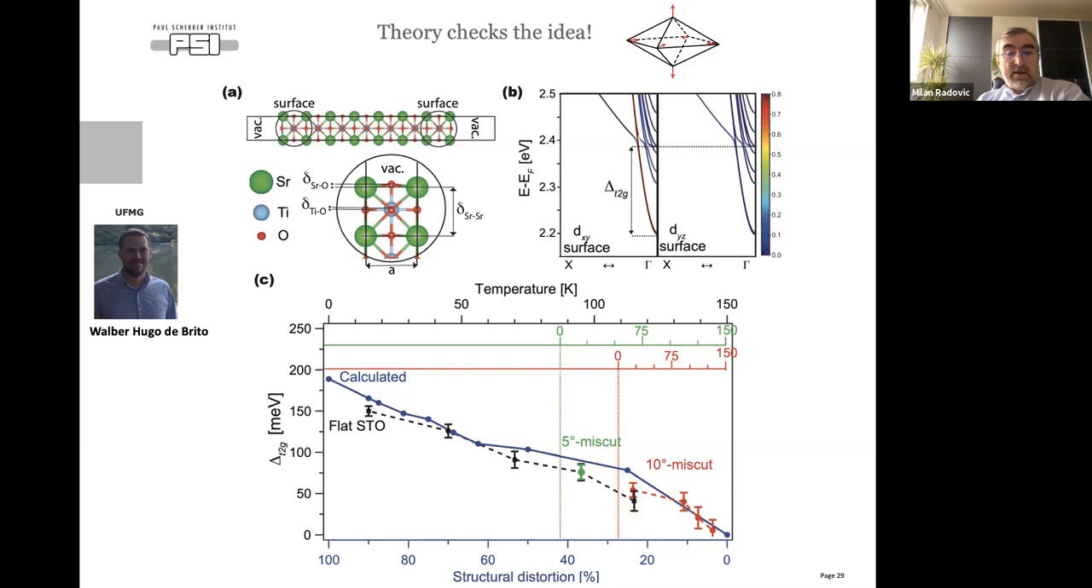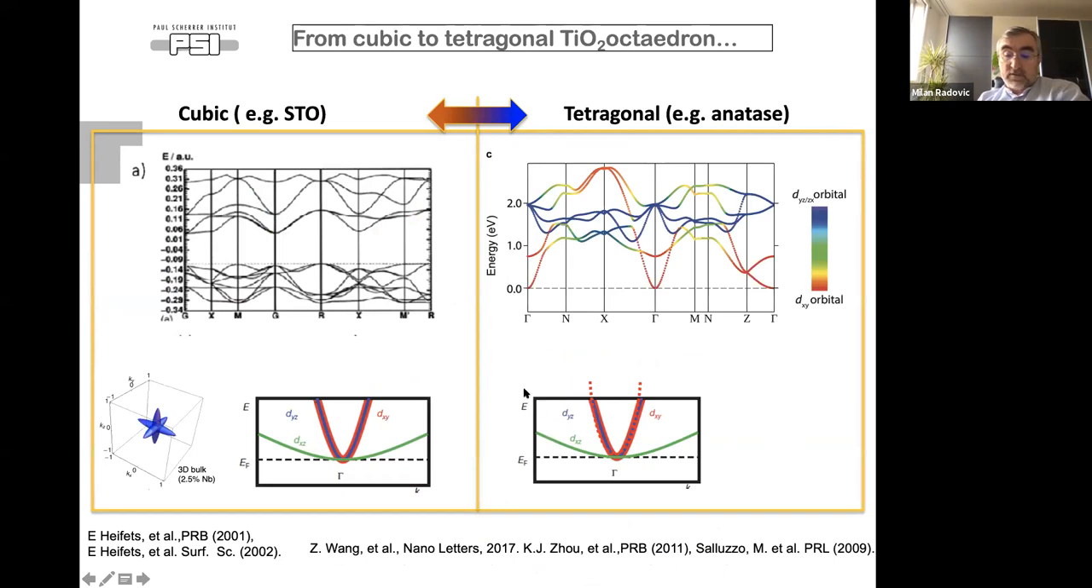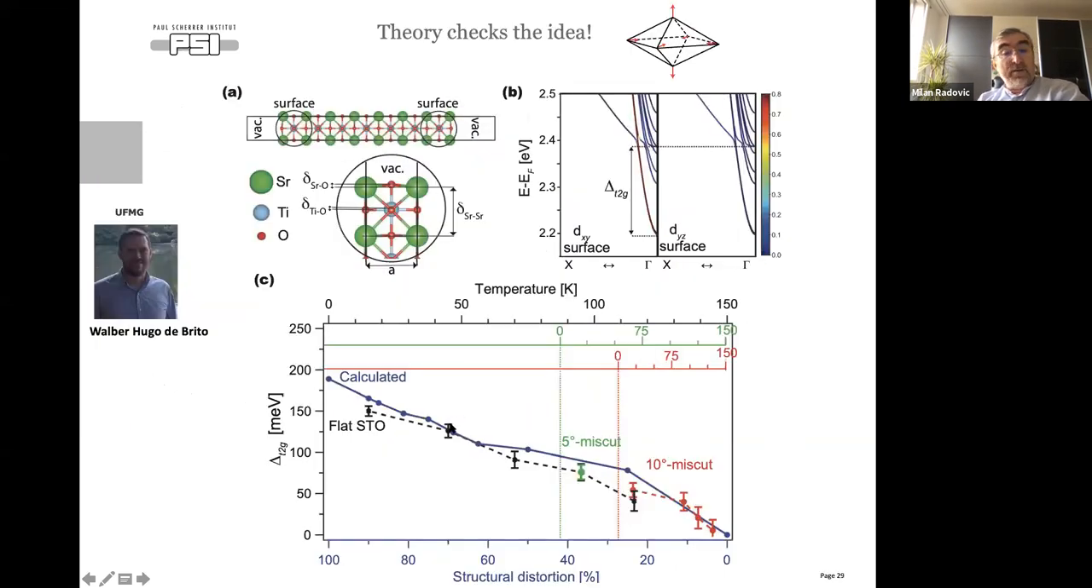And what we found? We found that when you have what we call relaxed STO, which means STO which is just truncated and exposed to the vacuum, you get by the calculation a splitting which is something about, let's say, 180. And in our case, the experiment is here. So they start to match very well between experiment and theory. So this is the splitting by the theory. So now if you change the structural distortion more toward the cubic one, that means moving the system to be more symmetric, increasing the symmetry.